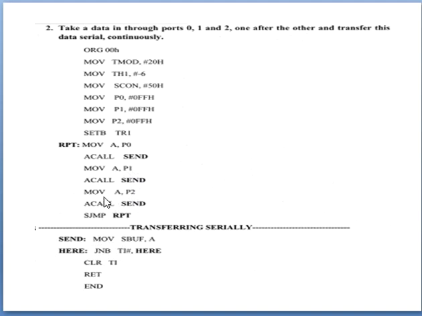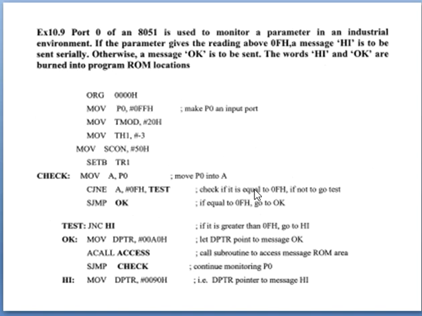So that's what happened. And then move A comma P2. So again you are going to read the value from P2, and for that you need to call send again, in the sense you need to call this program. So as you are calling this program, whatever values you read from P2, P1, P0 will be taken to the SBUF register. So this is how it's going to work. Next we are going to see one example.